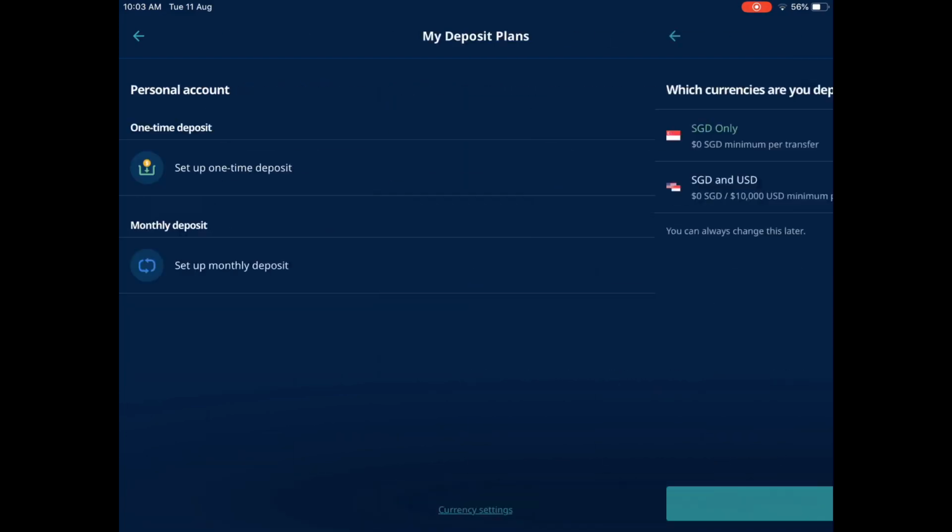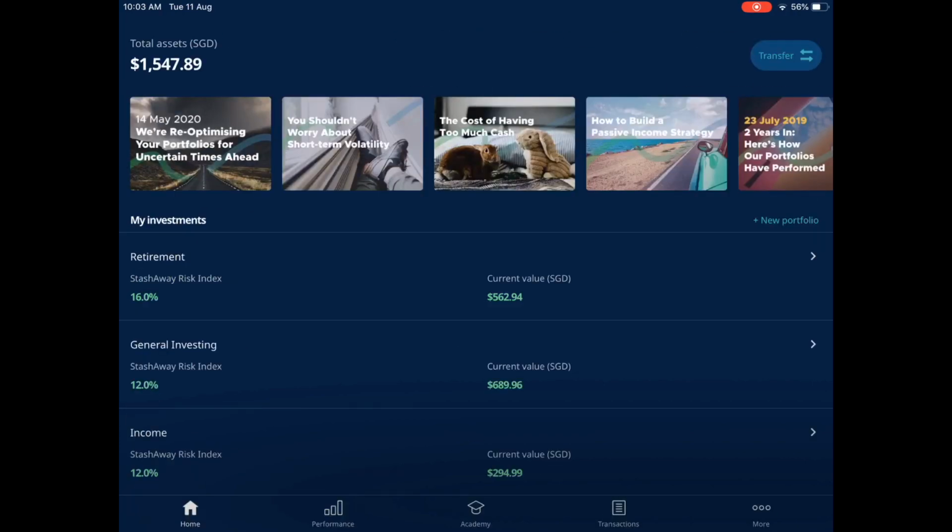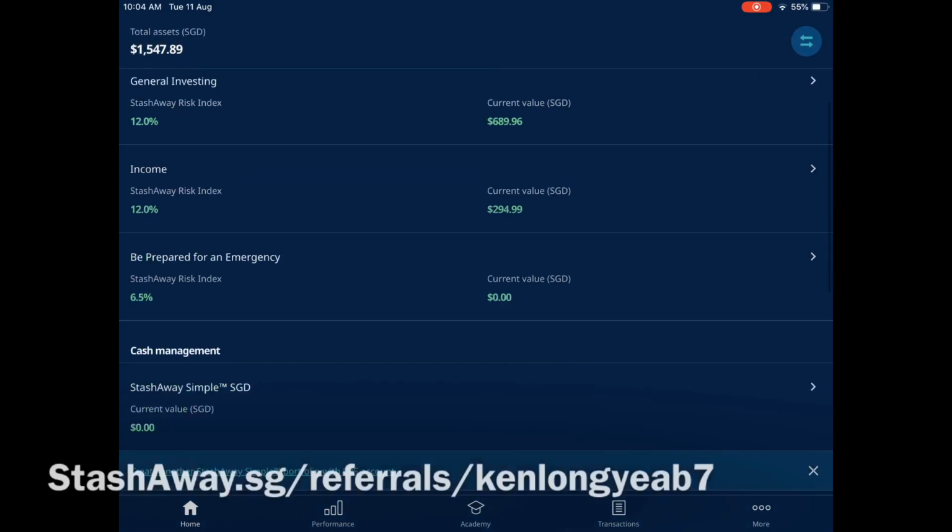If you are keen to start off with StashAway, my overall review is that it's quite good for investors who don't want to constantly monitor the market, or who want another portfolio outside of shares and ETFs. Robo-investments like StashAway or Syfe are also feasible options for you to try, to diversify yourself into different ways of investing.